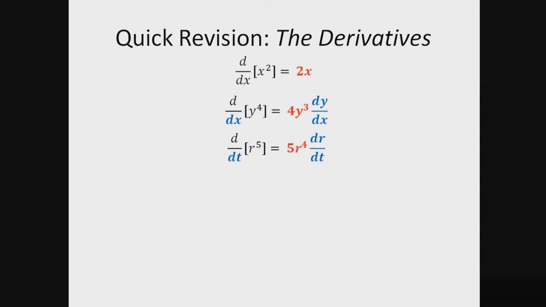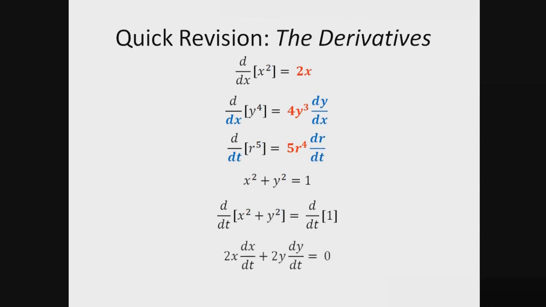In solving related rates problems, we will always be looking at the derivative with respect to time. For instance, let's say this equation, x squared plus y squared is equal to 1. What will happen if we differentiate this equation with respect to time for both sides? Now we have to differentiate with respect to time for each variable. The derivative of x squared with respect to time, we will get 2x multiplied by dx over dt. The derivative of positive y squared, we will get positive 2y multiplied by dy over dt. And the derivative of constant 1 with respect to time, we will get 0. And that's it. You are now ready to look at some of the applications.